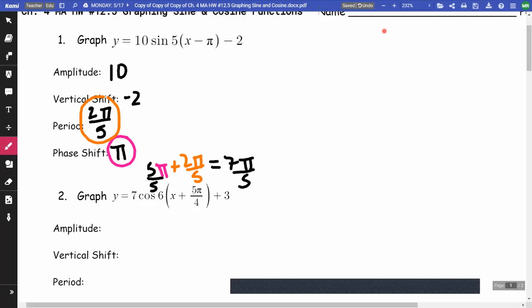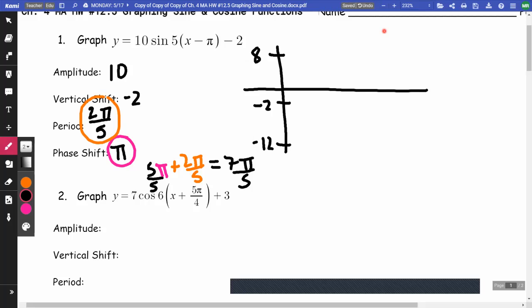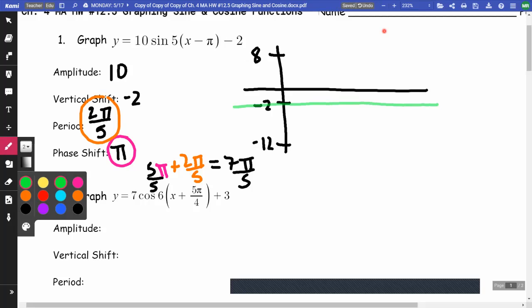So let me draw my graph. I'm going to be starting down at -2. Let's say this is -2. I'm going to be going 10 below that, so let's say -12, and 10 above that. So let's say 8. That is going to be where I have my vertical shift right here, and my amplitude of 10, I'm going to go up to 8. I'm going to go down to -12.